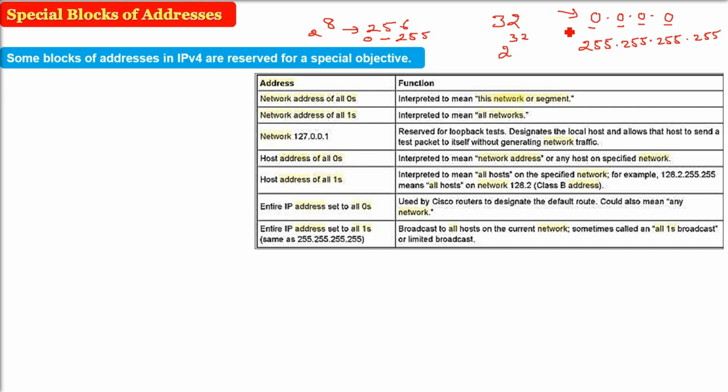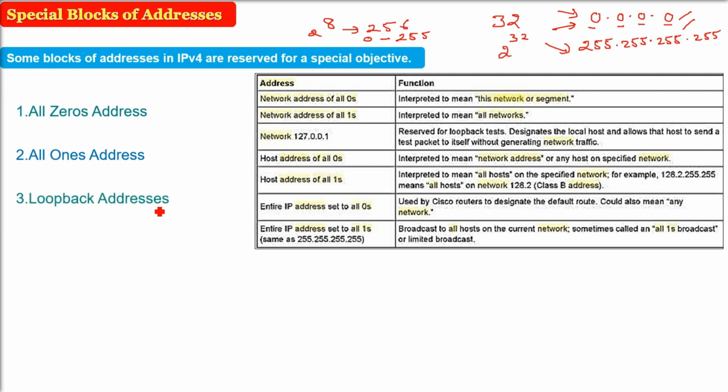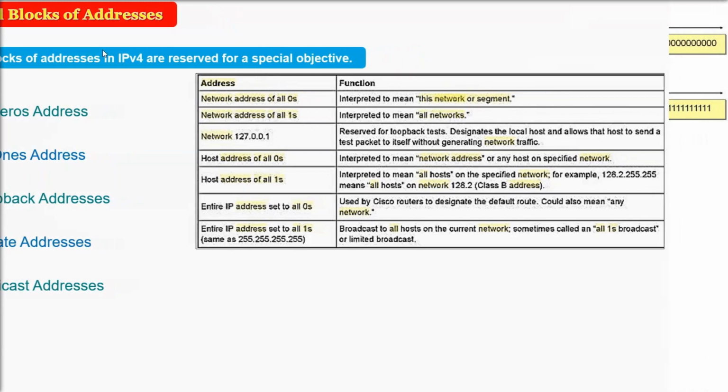The first address possible is 0.0.0.0. The last address possible is 255.255.255.255. But there are certain scenarios which are seen by the governing body, and they reserve certain IPs for certain purposes: all 0 address, all 1 address, loopback address, private address, multicast address. All these are called the special blocks of addresses.